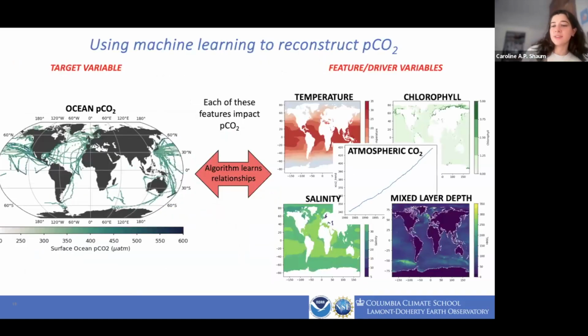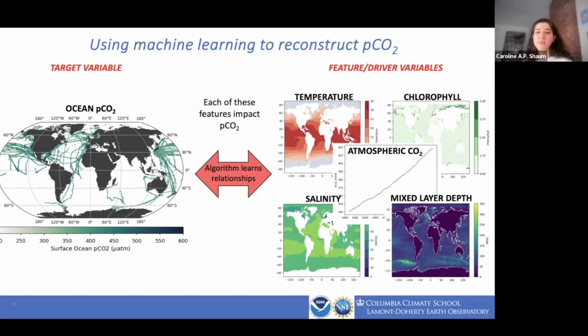So the way that Taya and I specifically use machine learning is to try to reconstruct these pCO2 values everywhere where we don't have data. On the left, you can see a map of ocean pCO2 where we have observations, and I'll call that the target variable for our machine learning. And everything on the right is what we call feature or driver variables.